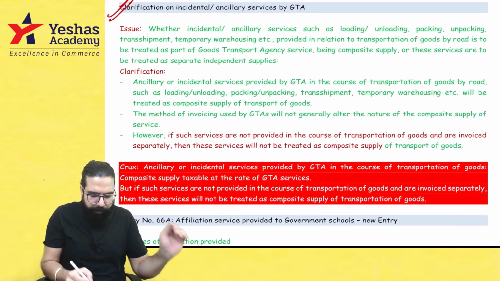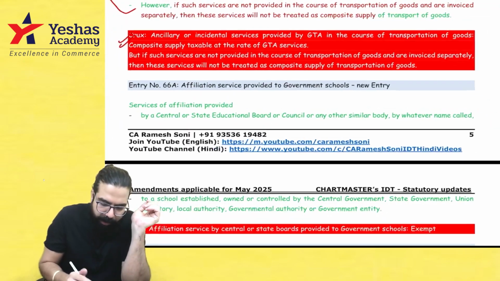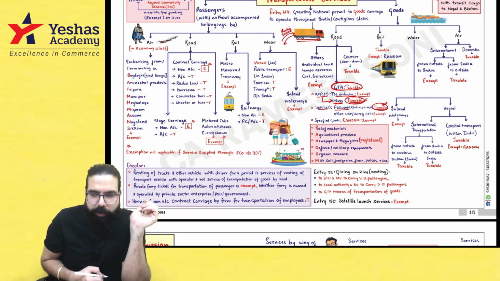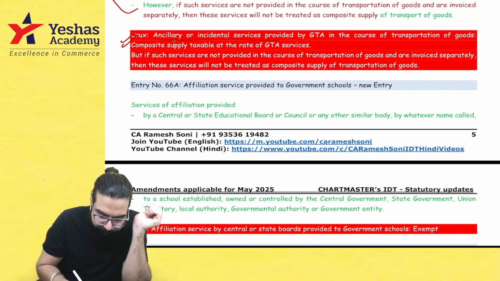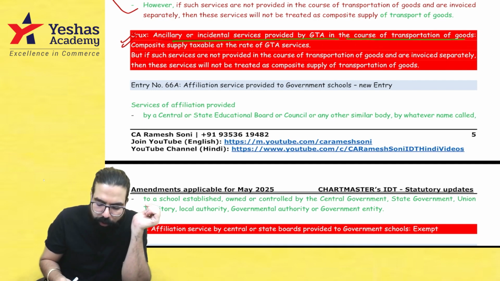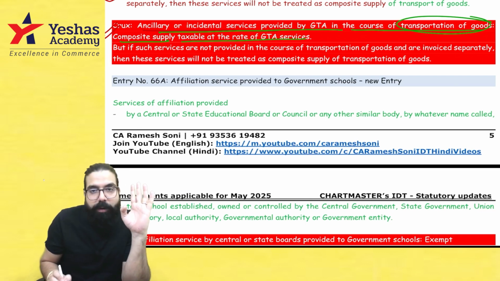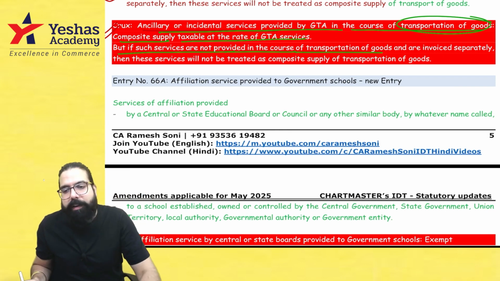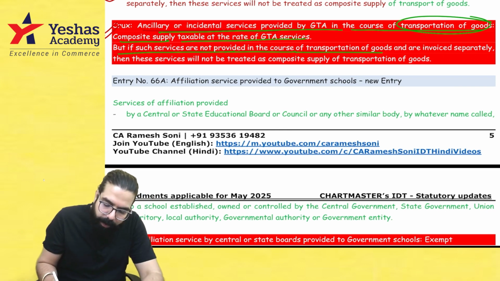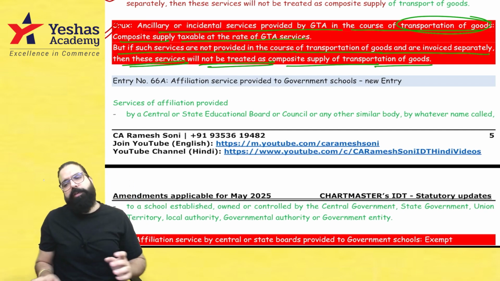See, for GTA, one small point has come, incidental and ancillary service. I've written over here. This crux, if you want, you can write it down in your chart over here only and keep, so that one day before the exam, you can remember it. Okay? Read. Ancillary or incidental services provided by GTA in course of transportation is a composite supply. Along with transportation, then it's a composite supply taxable at the rate of GTA service. But if such services are not provided in the course of transportation and are invoiced separately, then these services will not be treated as composite supply of transportation. It's not a composite supply.